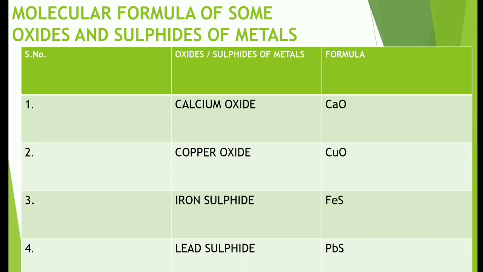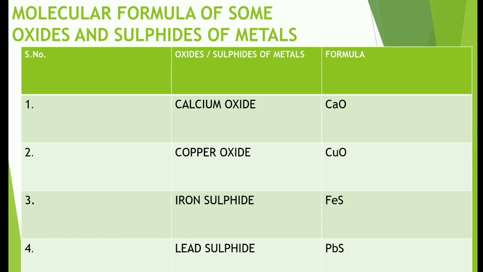Now molecular formula of some oxides and sulfides of metals. First, calcium oxide. The formula is CaO. Calcium is Ca and oxide is represented by O, CaO. Second is copper oxide. The formula of copper is Cu and oxide is again represented as O.